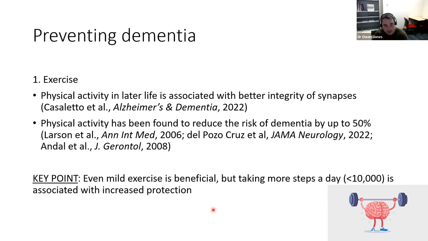If you've heard of people that talk about getting their 10,000 steps in a day, it does seem that incrementing the number of steps that you take up to that point of 10,000 is actually associated with increased protection from dementia. And this is even in later life. If you make these lifestyle changes even in later life, they can have these protective effects. So certainly exercise seems to be good for the brain in general, but particularly good for guarding against dementia.